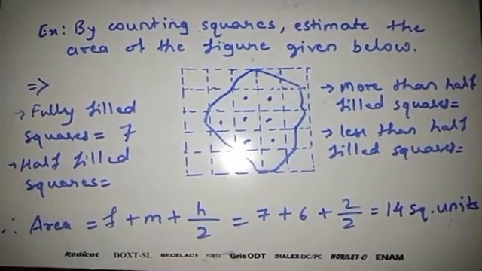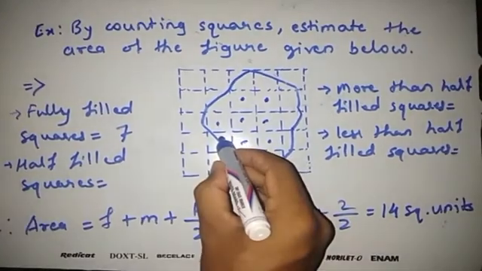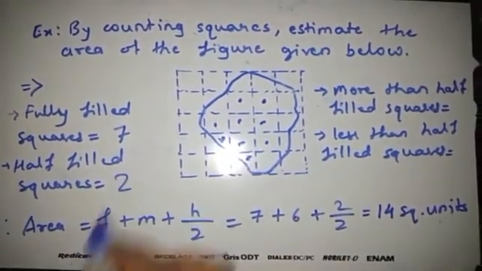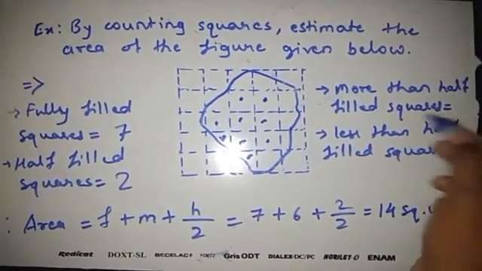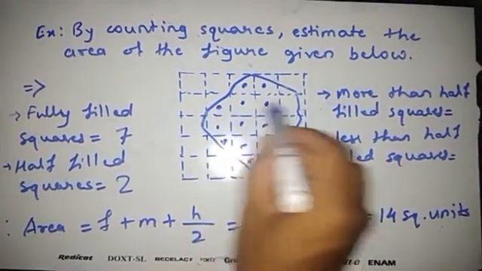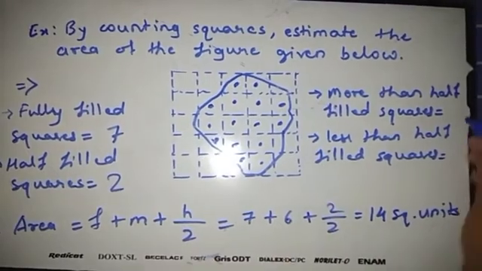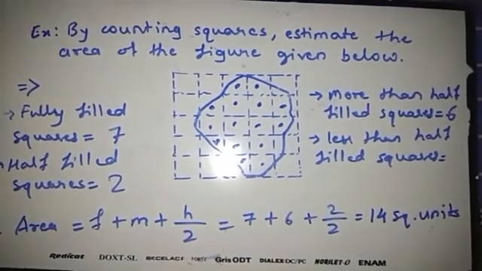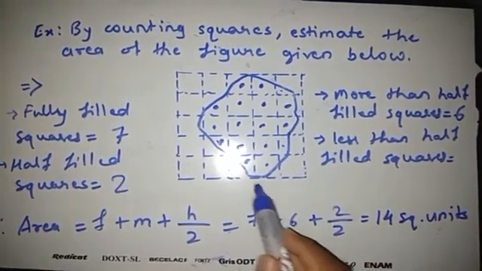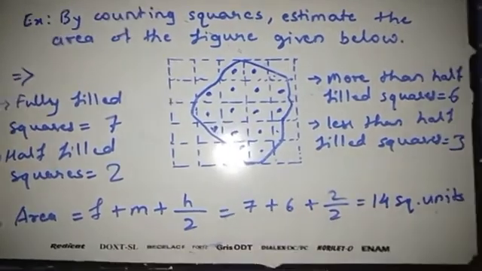Now more than half filled squares we need to find out. Here we can see this one, as well as this one. 2 are there. Half filled squares are 2. As well as more than half filled squares, see more than half, 1, 2, then 3, 4, 5 and 6. Total 6 are there. And less than half we can see here 1, then 2, again 2, and here it is 3. And now we are going to find out its area.